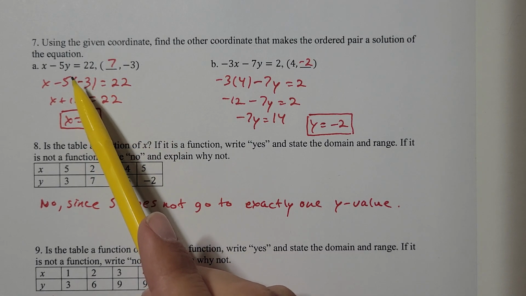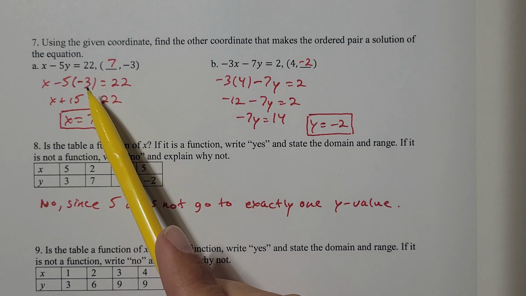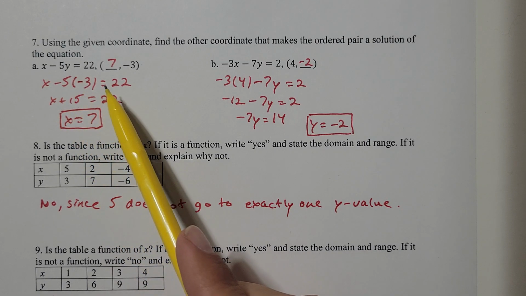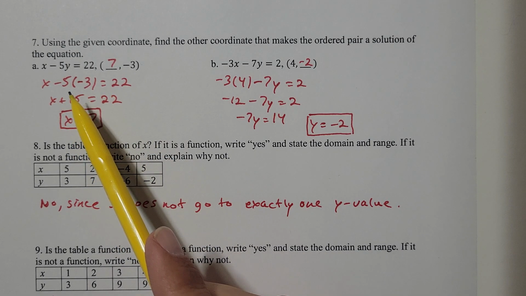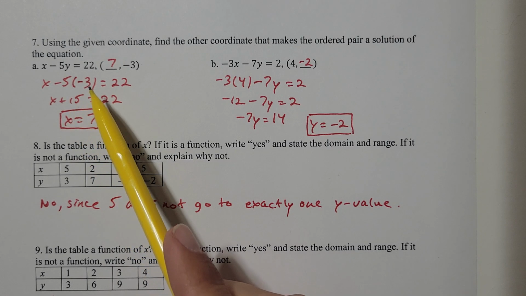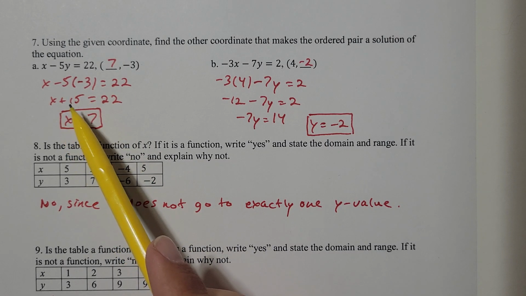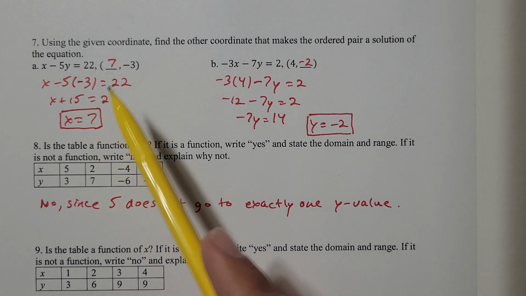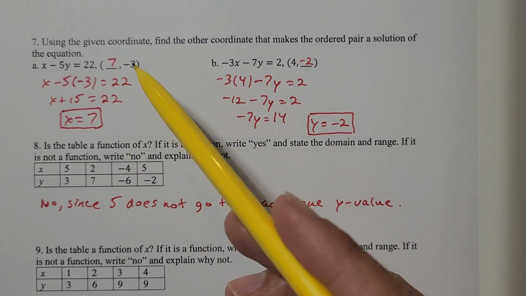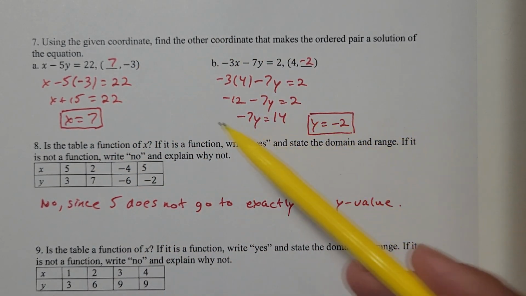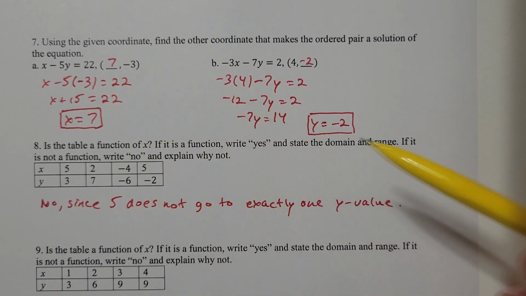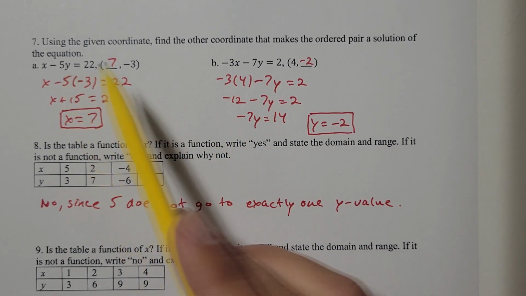Okay, well, knowing that y is -3 means that x minus 5 times -3 equals 22. -5 times -3 is 15. So x plus 15 equals 22. When we subtract 15, x is 7. So the point (7, -3) would be one point on this graph.